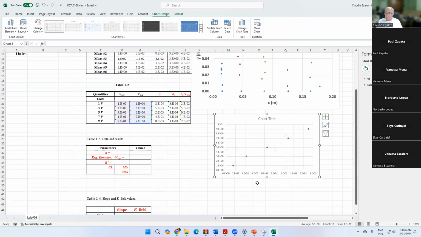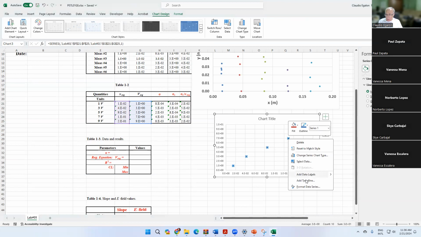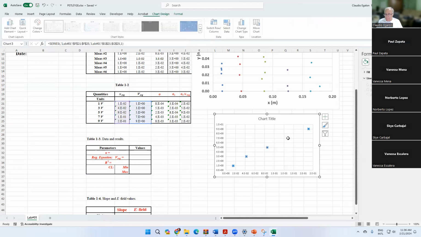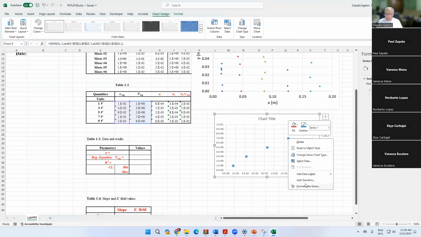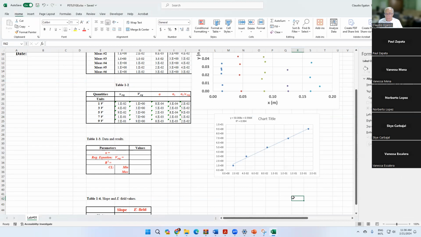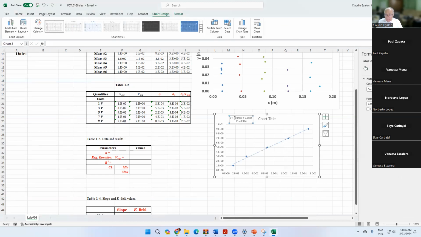And then what you're going to do next, in this case, you're going to add a trend line, just like we have been doing since physics 6. For those who didn't take the course with me, it's not difficult to add a trend line. You click on the data points, right click, add trend line. And then you display equation on chart and R square on chart.